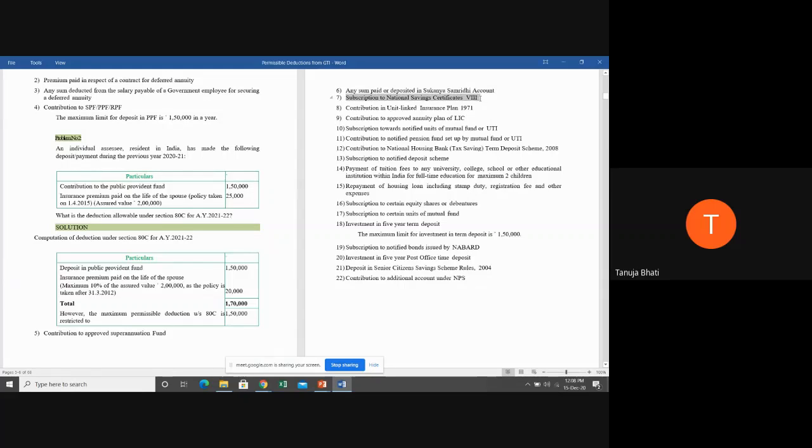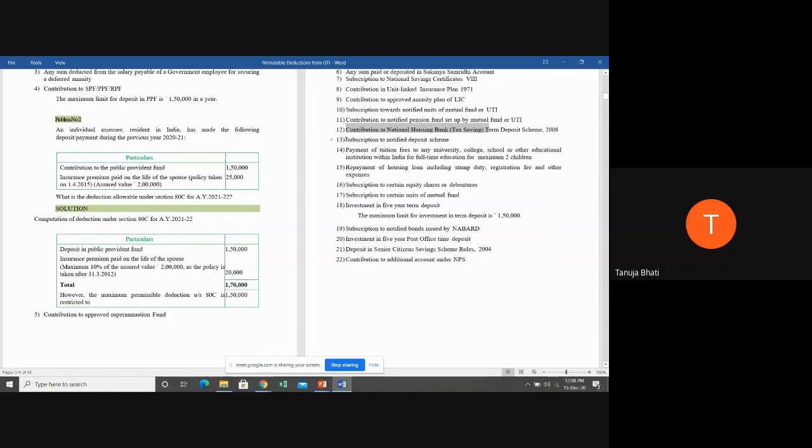Subscription to National Savings Certificate. Contribution in unit linked insurance plan. Contribution to approved annuity plan of LIC. Subscription towards notified units of mutual fund or UTI. Contribution to notified pension fund set up by the mutual fund or UTI. Contribution to the National Housing Bank term deposit scheme. Contribution to notified deposit scheme.